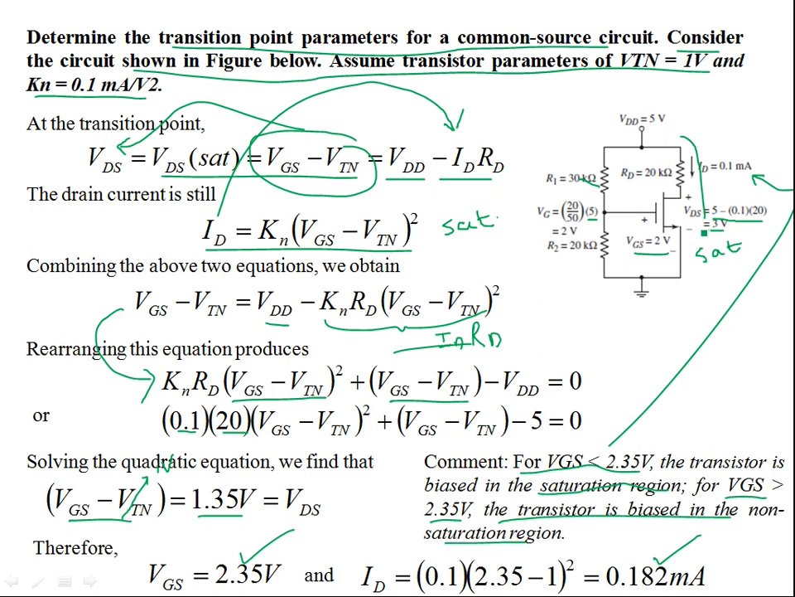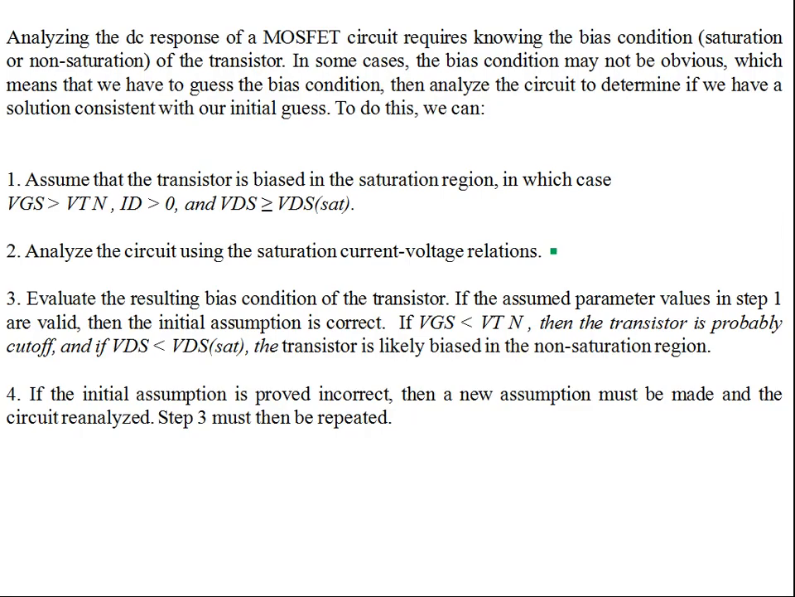For example, in this example, your VGS is 2 and we are still using this IV characteristic for the saturation region. So increasing VGS beyond 2.35 makes you shift the Q point upward on the load line and you bias the transistor in the non-sat region. Now, a few comments about analyzing the DC response of the MOSFET: the circuit requires the knowledge of the biasing condition, saturation or non-sat region.